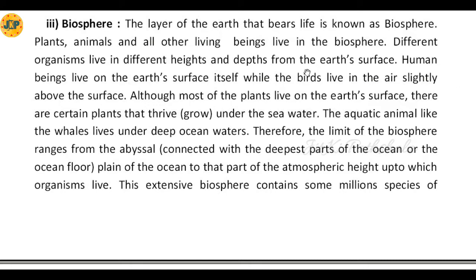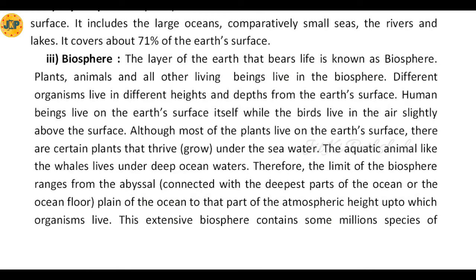Different organisms live in different heights and depths from the earth's surface. So by the term biosphere we have understood that it is a place where life is found. We also know that different organisms live in different heights and also in different depths from the earth's surface. It means life is found in different places. Life is found in air, life is also found on the earth's surface and life is also found under the ground. So all the places where life is found or life exists fall under the area of biosphere.